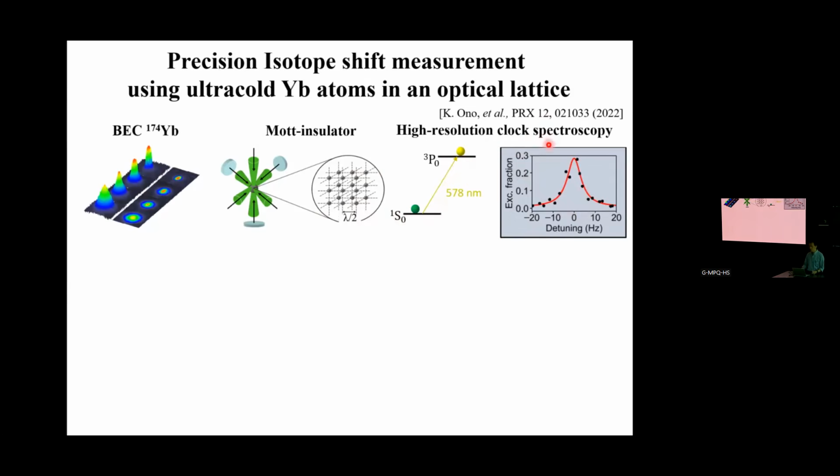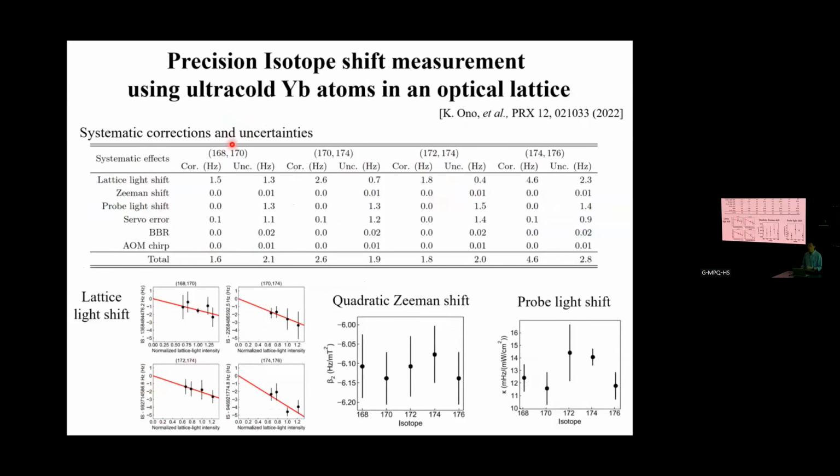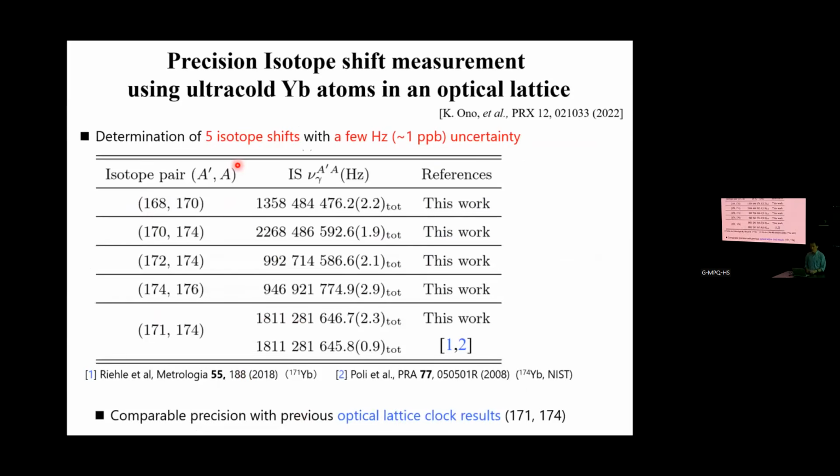And this is a typical spectrum we obtain. The line width is about 10 hertz or less. A little bit more detail of our experiment is written here, but I will skip this. I also skip the very important, careful evaluation of the systematic uncertainty and corrections. And I will tell you the final result.